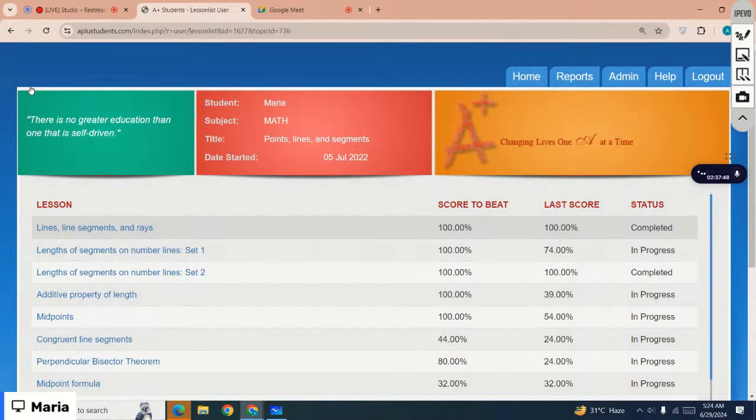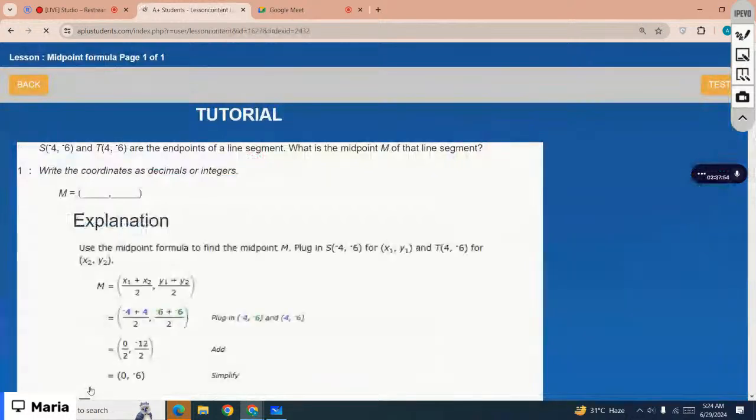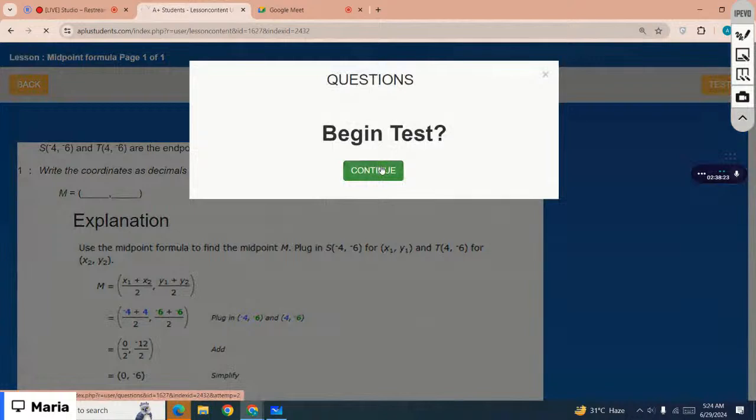The next lesson is the midpoint formula. Let's just start with the next lesson. Okay, let's just start with the test question. So basically we are going to learn how to use the midpoint formula, right?